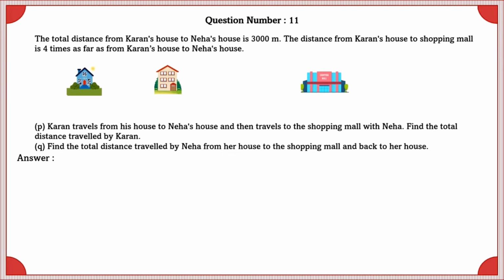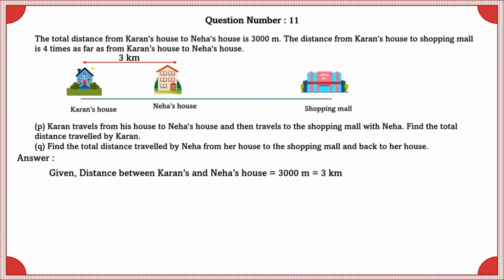Question number 11. The total distance from Karan's house to Neha's house is 3000 meters. The distance from Karan's house to shopping mall is 4 times as far as from Karan's house to Neha's house. First, Karan travels from his house to Neha's house and then travels to the shopping mall with Neha. Find the total distance travelled by Karan. Next one, find the total distance travelled by Neha from her house to the shopping mall and then back to her house.